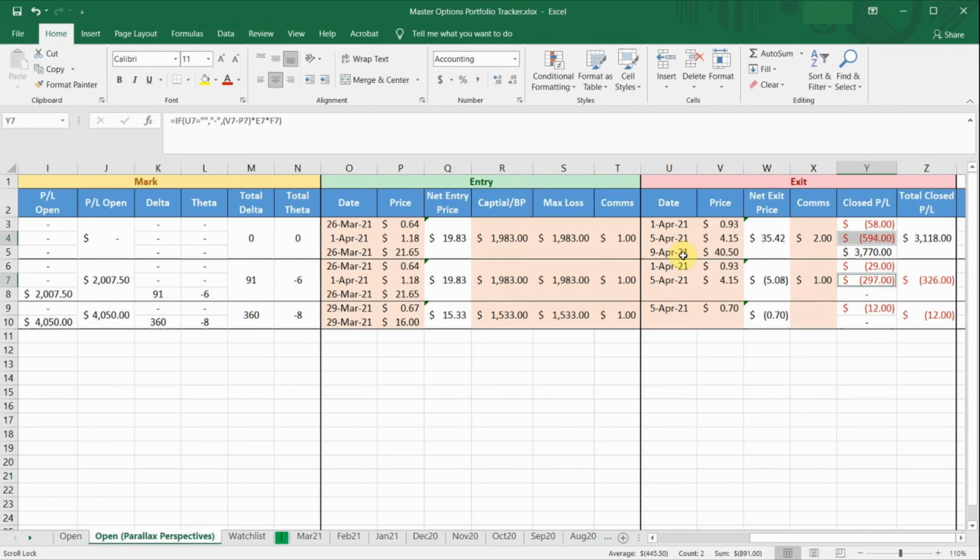And on the 9th of April, which is yesterday, I actually made the decision to take some money off the table. So I closed 2 of the 3 long calls for a price of $40.50. I entered on the 26th of March for $21.65 and I exited 2 contracts for $40.50. So the net profit for this diagonal spread for 2 contracts was a profit of $3,118, which is quite a significant amount, I would say. So it was a really good run for Microsoft. I still have 1 more long call position open, which I have not closed yet.